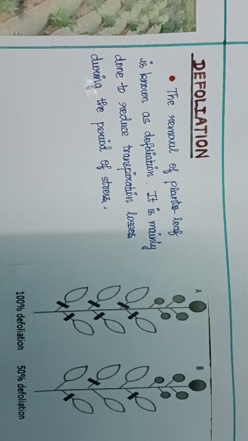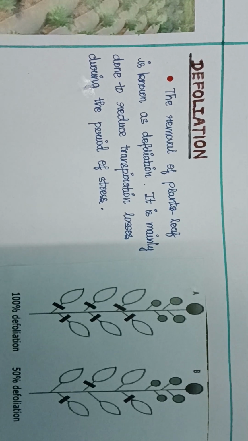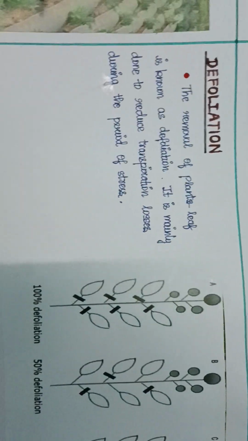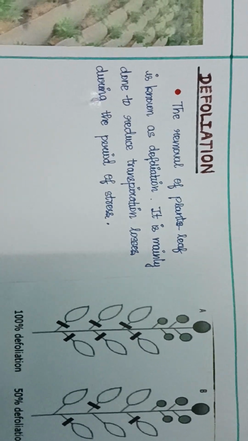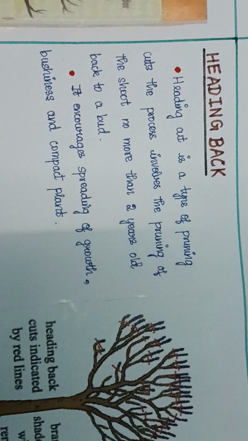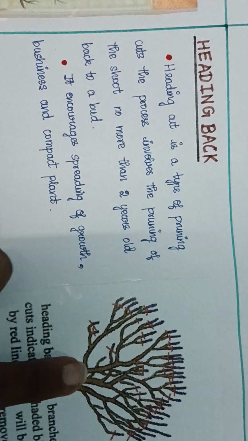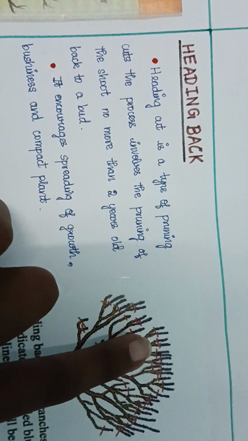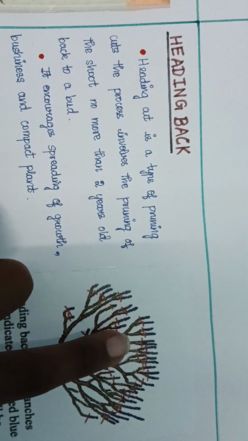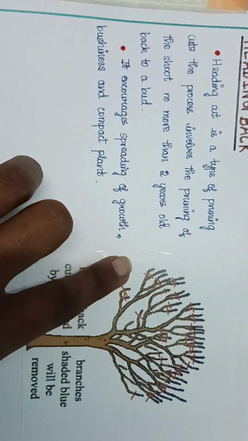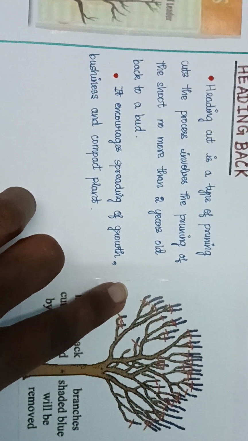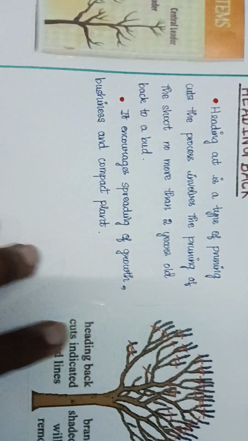Defoliation is the process of removal of excess of the leaves to prevent the plant from transpiration losses. Heading back is the process of removal of young tender leaves to encourage the spreading of growth and bushiness to give the compact type of plants and to provide more lateral growth and easier intercultural operations for the farmer.